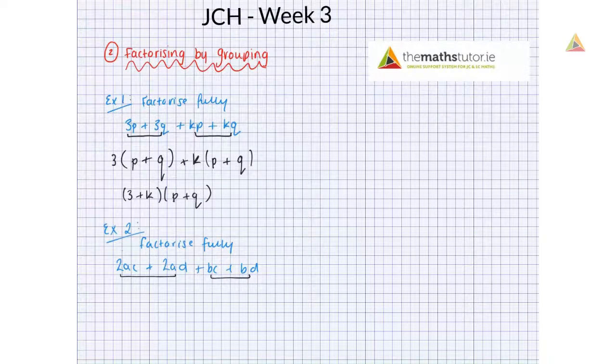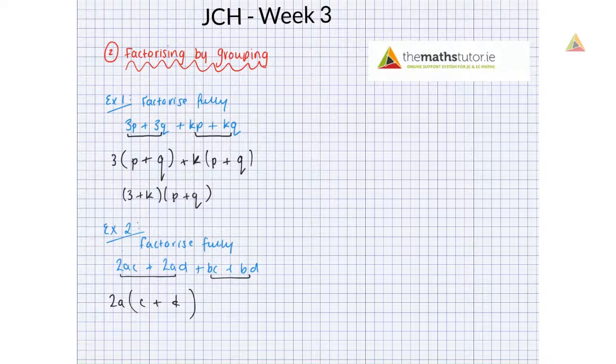So is there anything that's common to these two? So the number 2 and the letter A, because you've got the number 2 and the letter A here, and you have the number 2 and the letter A here. So I'm going to pull out 2A. Now what multiplied by 2A gives me 2AC? It's going to be C, because 2A by C gives me 2AC. And then finally, 2A by what here gives me 2AD, and it's going to be D.